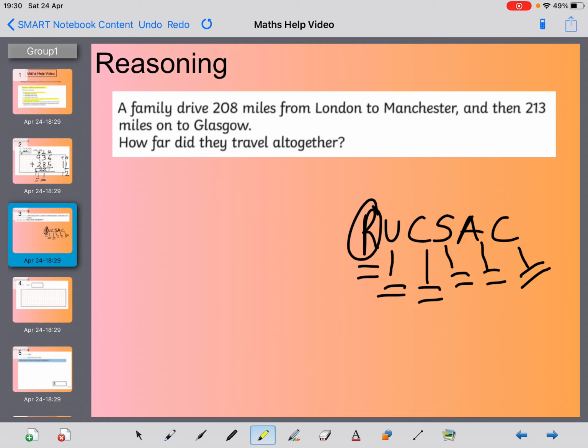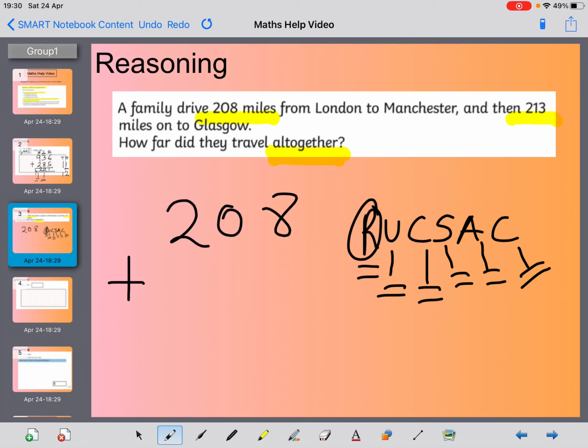Now I need to underline my keywords. So the family drive 208 miles from London to Manchester, and then they travel again 213 miles to Glasgow. How far do they travel altogether? Altogether is a keyword because altogether is another way to say add. So I figured out the calculation I need is to add. So now I can move on to my column addition.